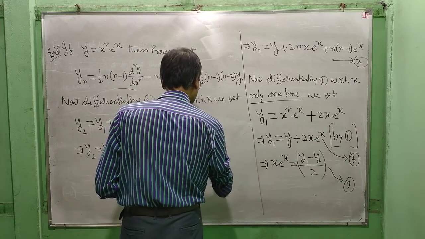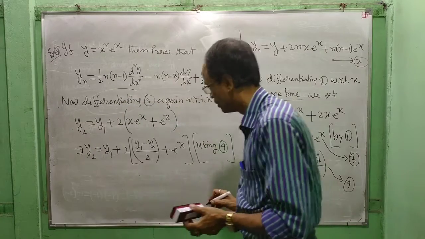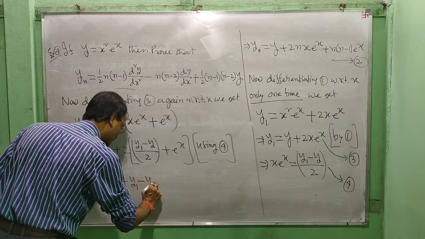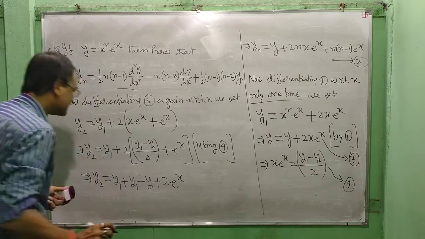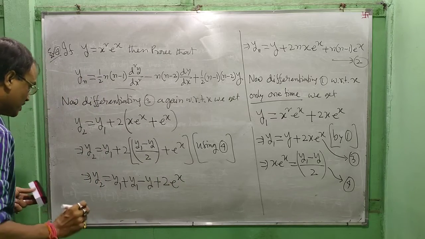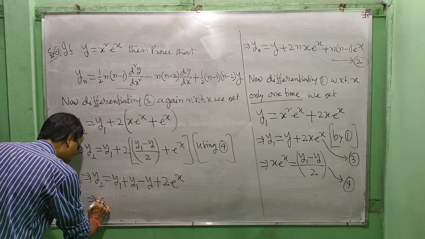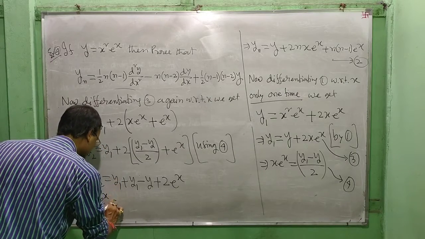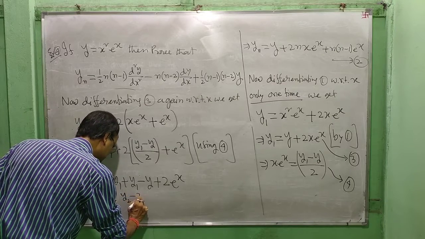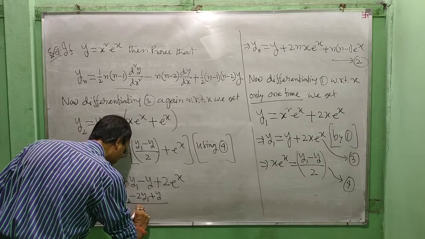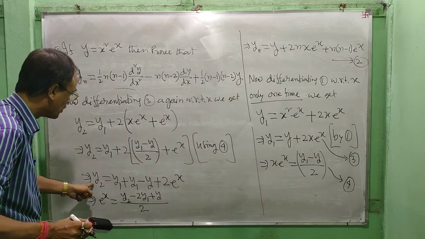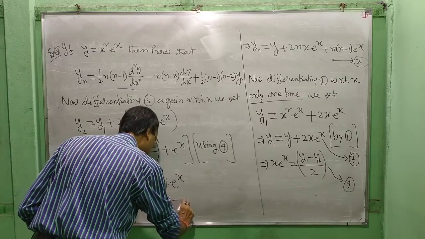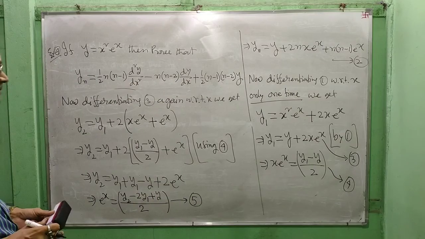So y_2 is equal to y_1 plus y_1 minus y plus 2 times e to the power x. Or e to the power x is equal to (y_2 minus 2 y_1 plus y) divided by 2. Suppose this is number 5.